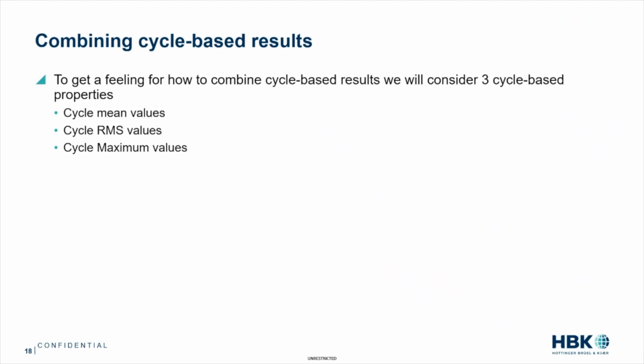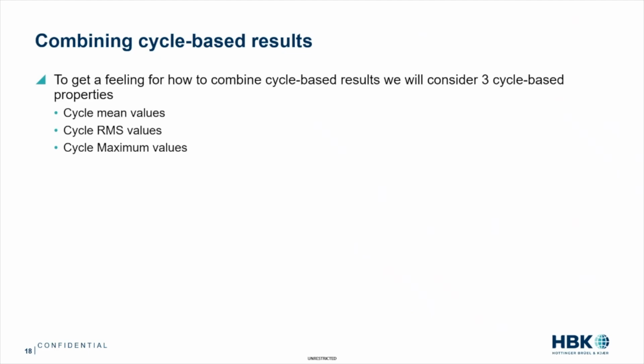So the first one, you have a processing block that determines the mean of a signal over a cycle. The second one is a processing block that determines the RMS value over a cycle. And the last one is a processing block that calculates the maximum value over a cycle.